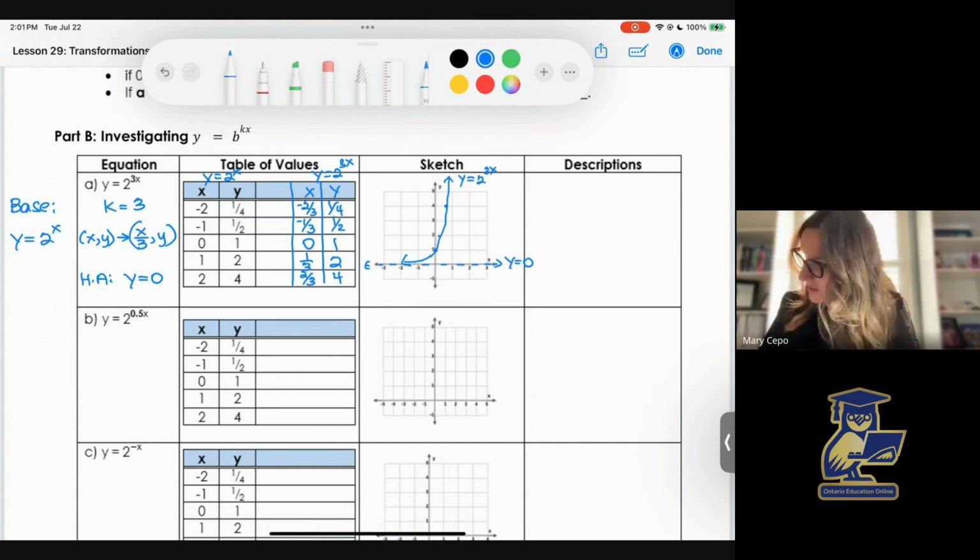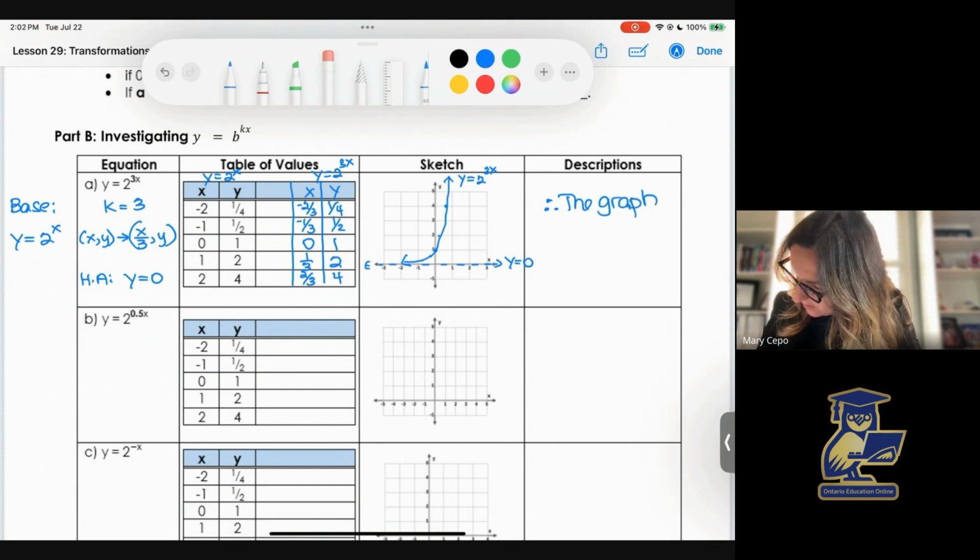Okay, so as you can tell, the graph increases at a faster rate.